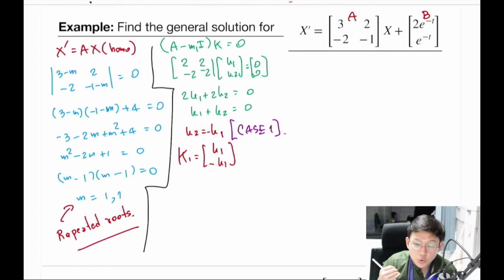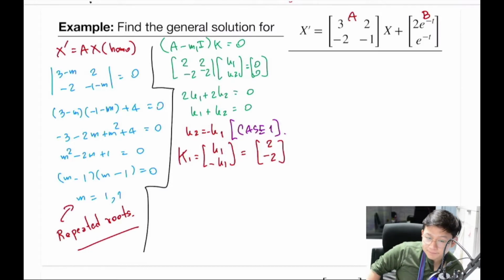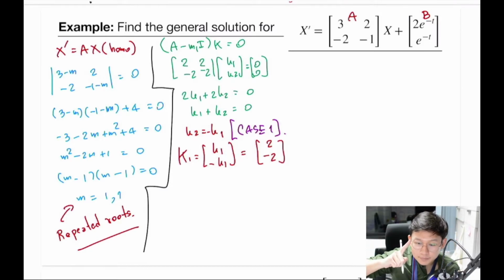But I'll pick 2 because I'll try to do exactly the same as in the book. Okay, but you can pick 1, you can pick 5, you can pick 10, any numbers you like, except 0. Okay, so here I'll just pick 2, so I get 2 and minus 2. Okay, so sorry, this is not case 1, this is case 2.